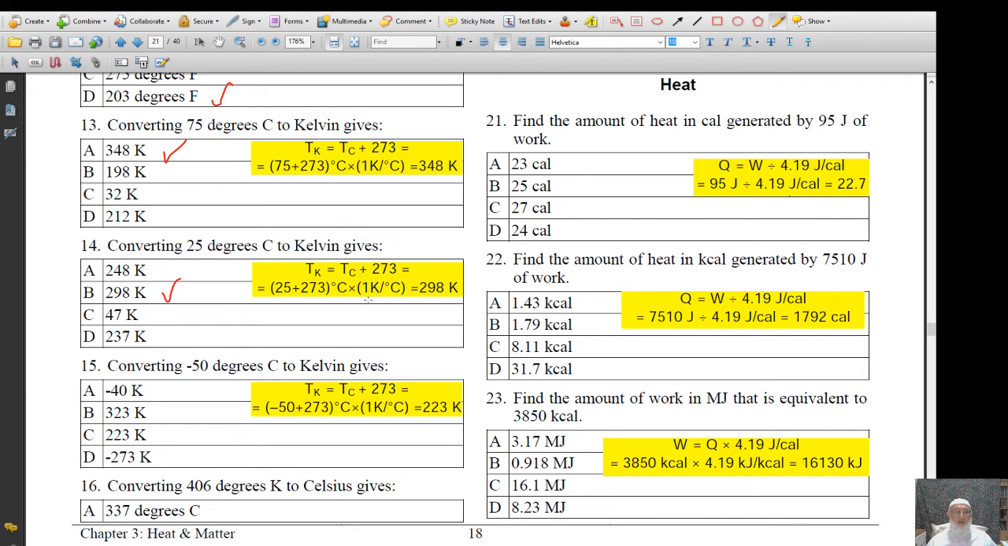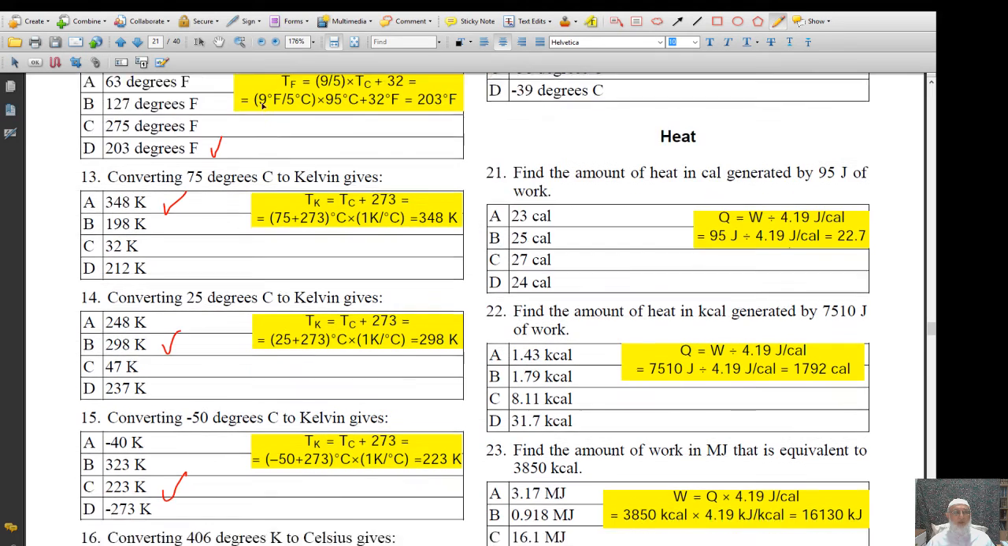All the conversion between Kelvin and Celsius is just addition or subtraction, either subtraction or addition, which is all very easy. So the answer here is 223, which is this. Okay, let me fix this a little bit for the right answer. So 203.